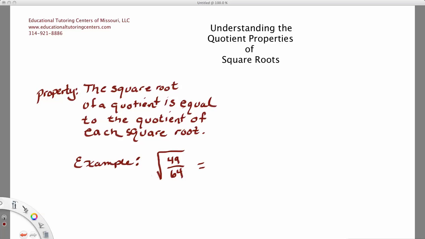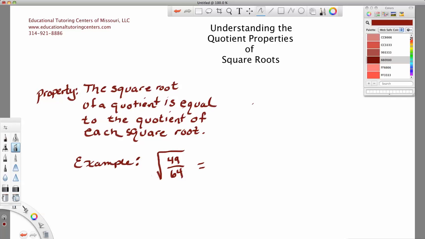It says the square root of 49/64. Okay, and so according to the property, if you have a square root of a quotient, it is equal to the quotient of each square root.